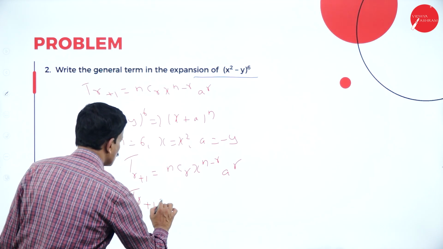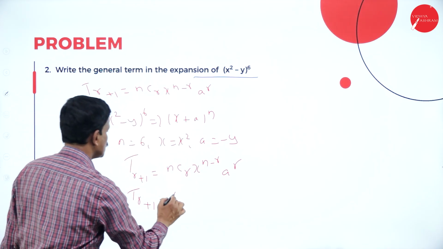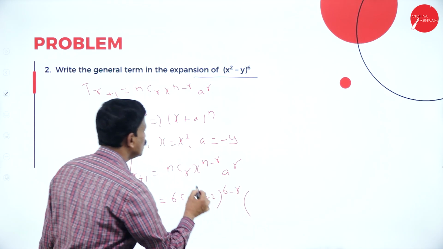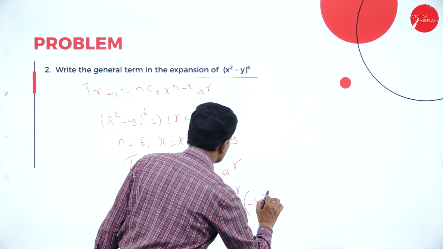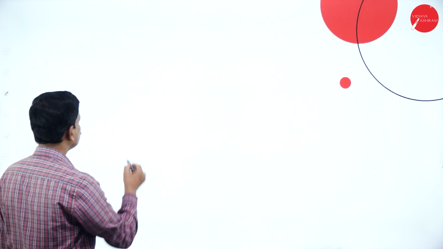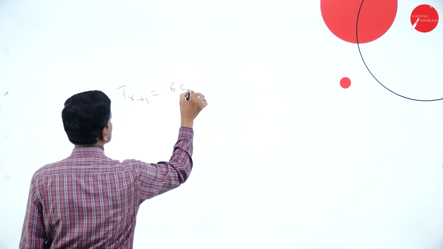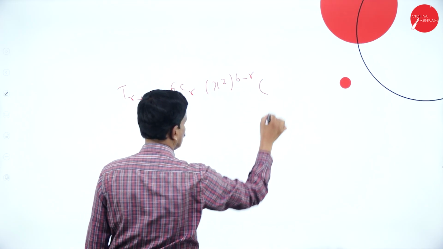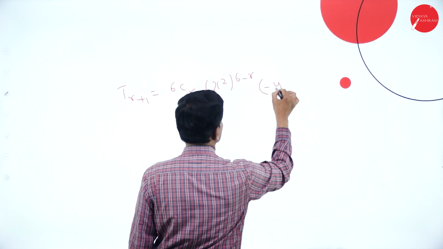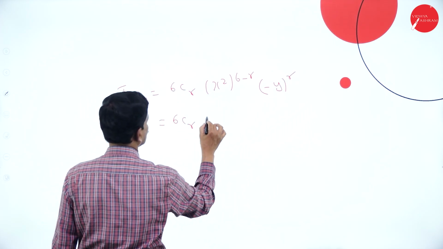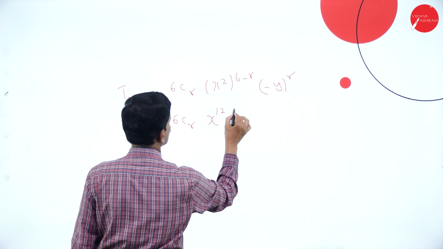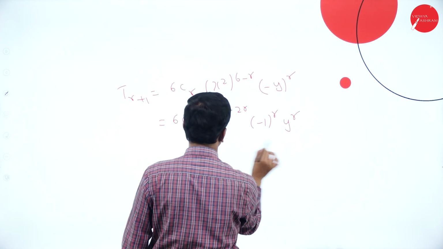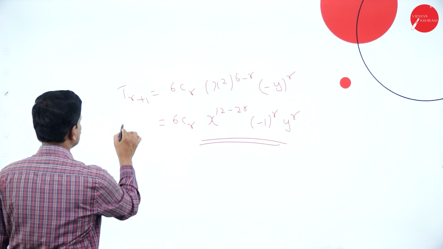So T r plus 1 is equal to, n is 6, 6Cr x. What is x? x is x square whole to the power of 6 minus r into a. a is minus y whole to the power of r. So this can be written as T r plus 1 is equal to 6Cr (x square) whole to the power of 6 minus r into (minus y) to the power of r. So this can be written as 6Cr x to the power of, multiply 2 into 6 is 12 minus 2r, and this can also be written as minus 1 to the power of r into y to the power of r. This is the general term in the expansion of the given series.